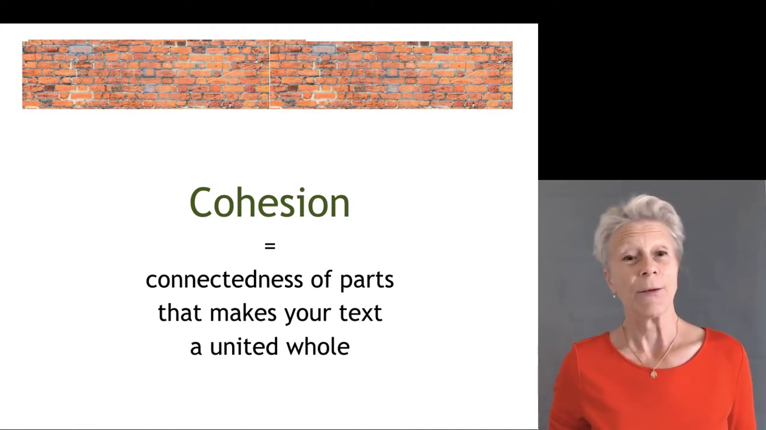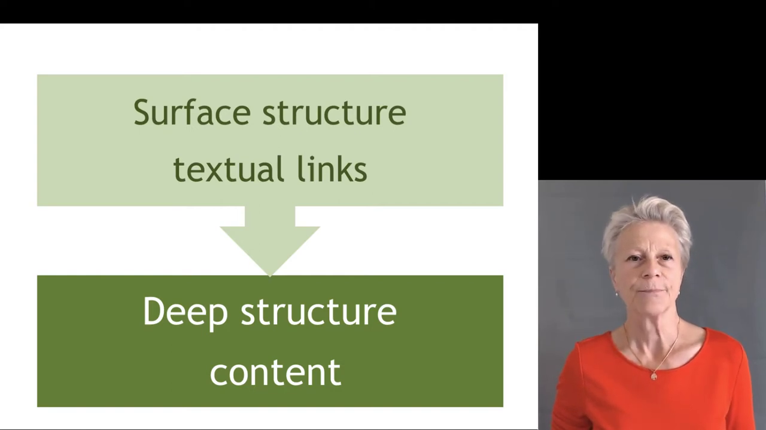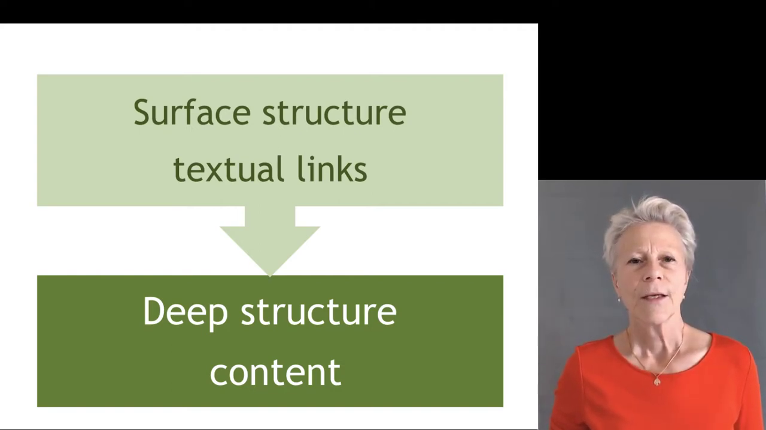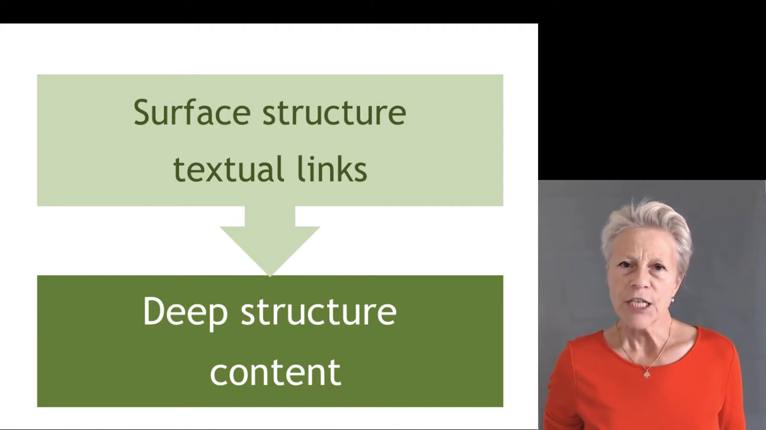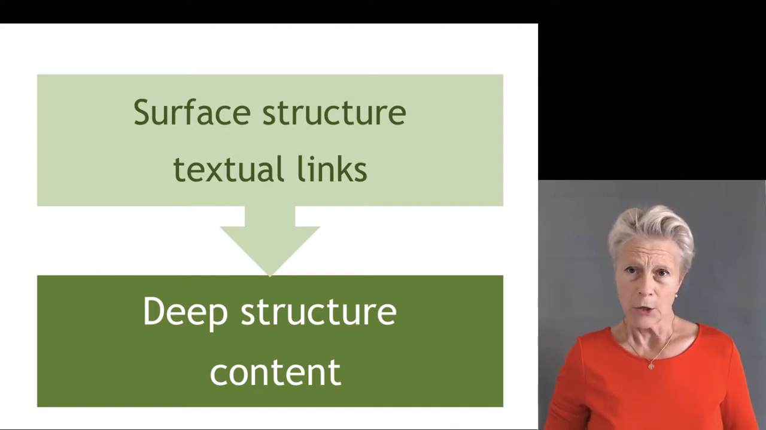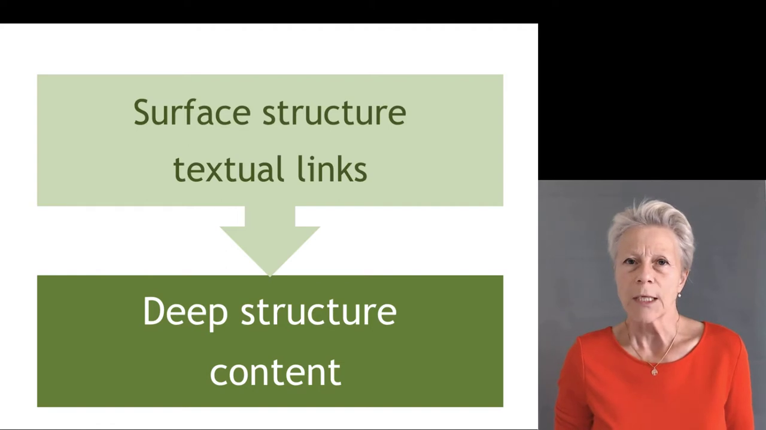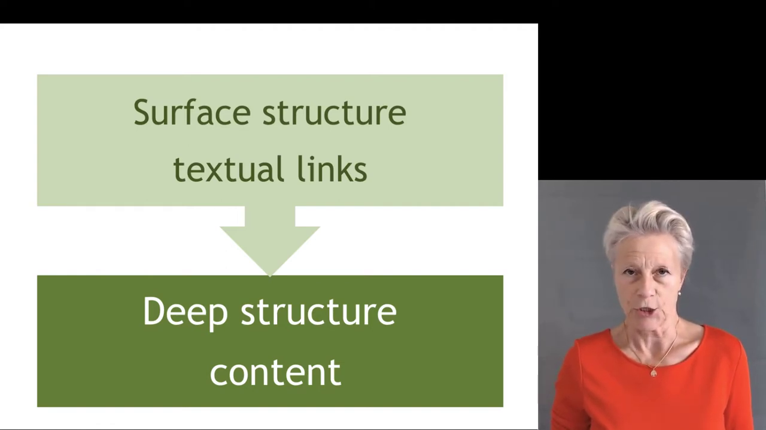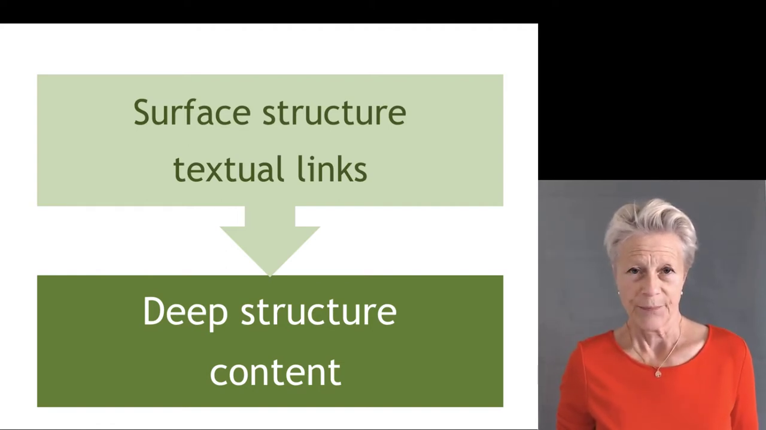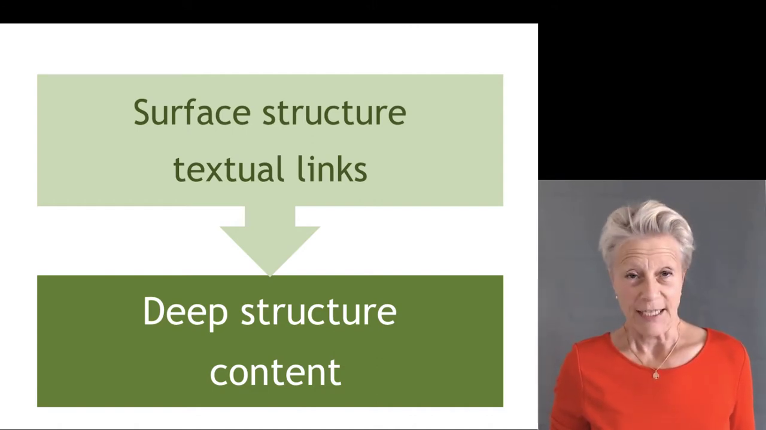First, though, we need to distinguish cohesion from coherence. Coherence is about the deep structure of the text, the content. If your message is coherent, the constituent parts are logically linked. Cohesion refers to the textual links that express these connections and relations. Now, this may sound a bit abstract. Let's turn to an example.